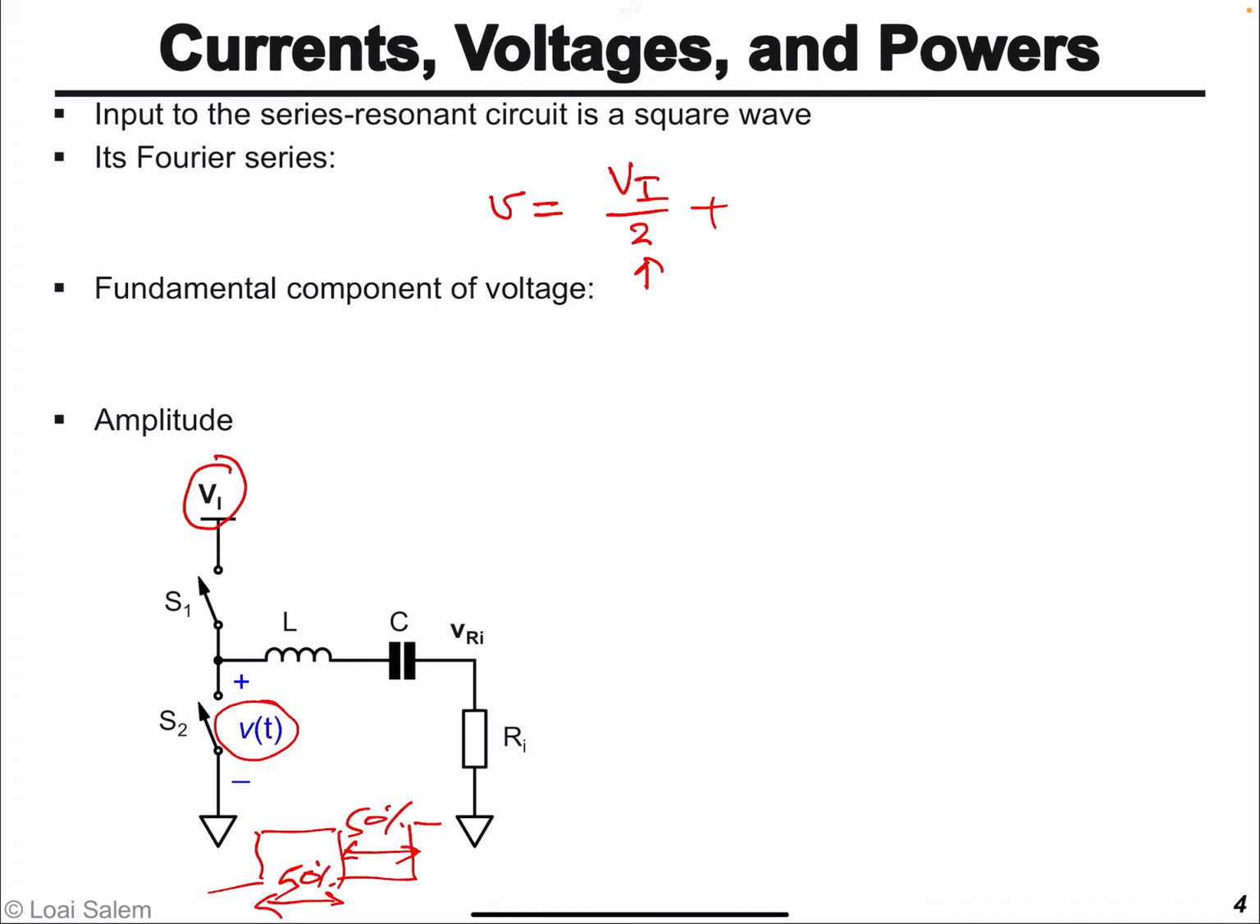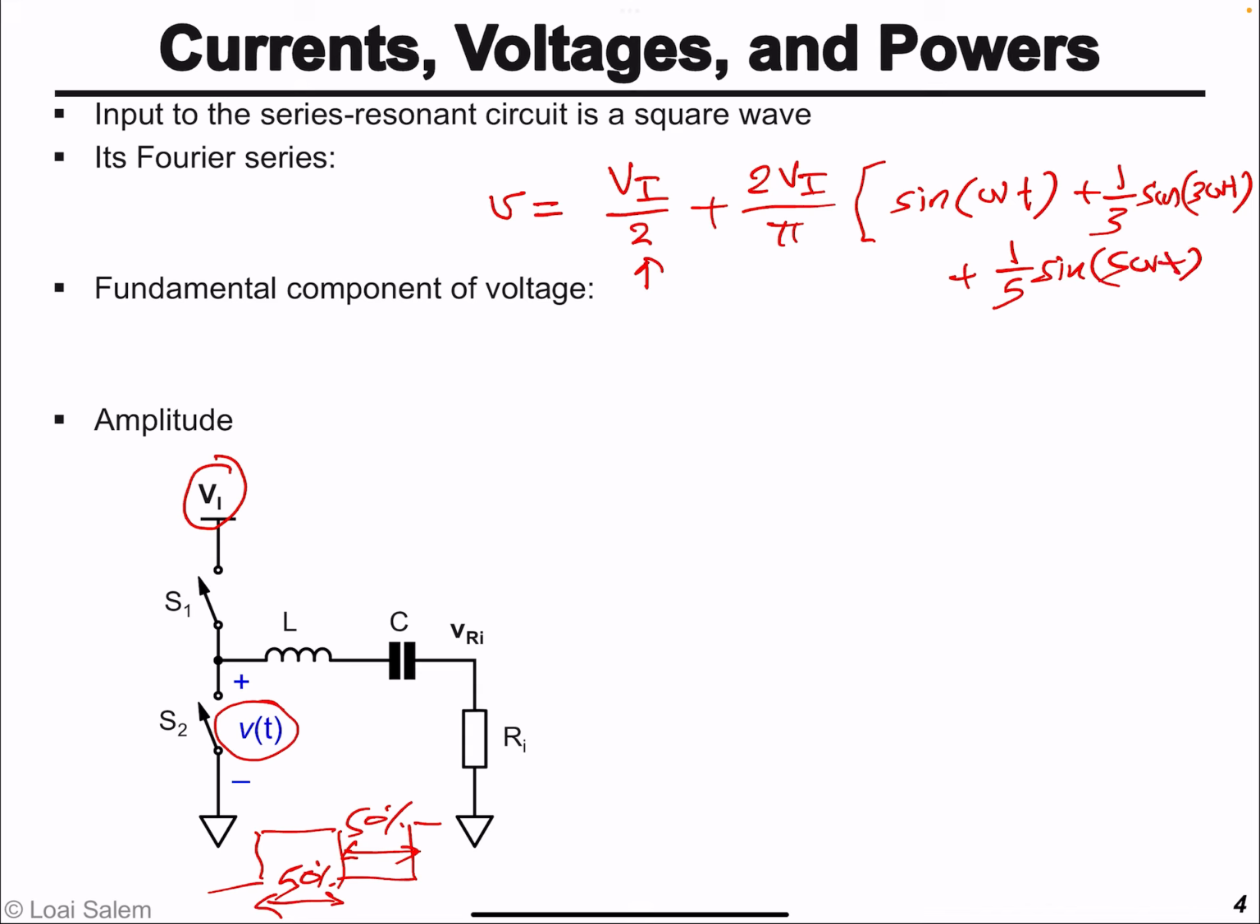And then we have harmonics, where the amplitude is proportional to 2VI over pi, or 2 over pi times VI. And then we have the fundamental component, sine omega t, where omega is the operating radian frequency, plus the third harmonic, 1/3 sine 3 omega t, plus 1 over 5 sine 5 omega t, and so on, the odd harmonics.